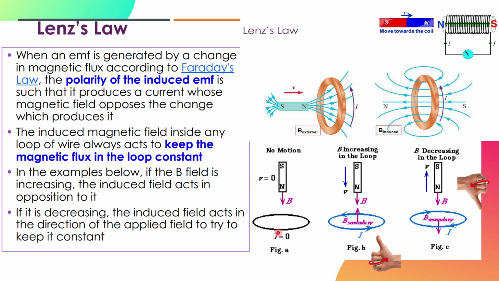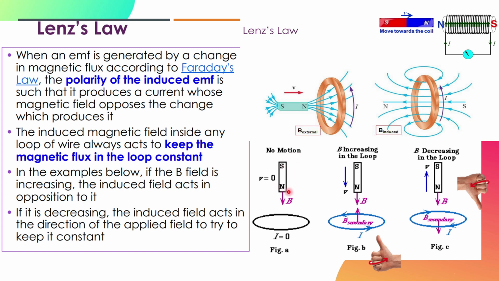Alright, look at here. So we have figure A here. So this is the initial condition of the loop, where I is equal to 0. No current flows in the loop. Alright, so no motion. Initially the position of the bar magnet is at this position, right? Okay, so this is the north pole and this is the south pole.